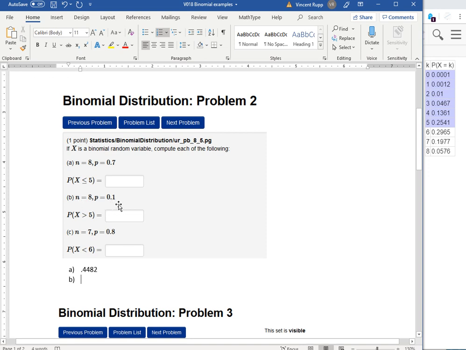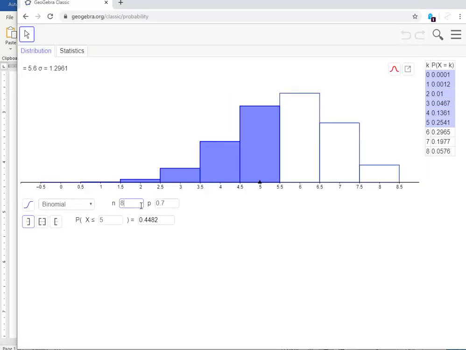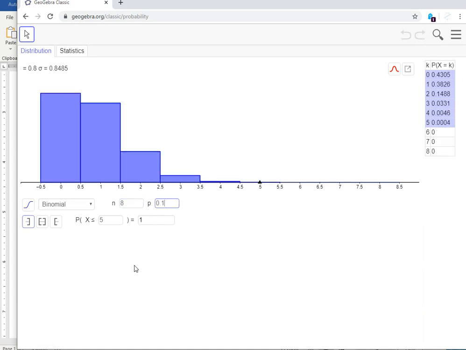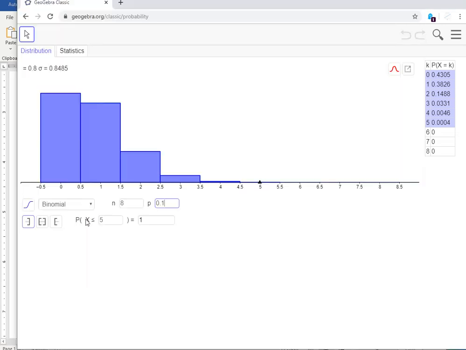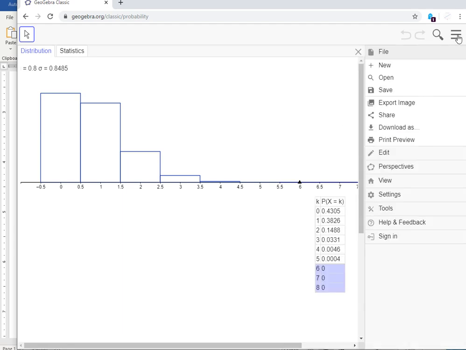N is still 8, but now p is 0.1. And you want the probability that x is greater than 5. So now you're not actually including 5 itself. You want bigger than 5, so you need to start at 6. And GeoGebra is going to tell you this is 0. It's not exactly 0. It's just rounding to 0.